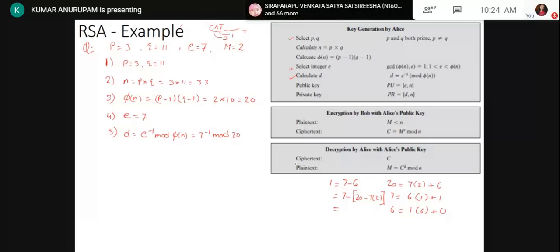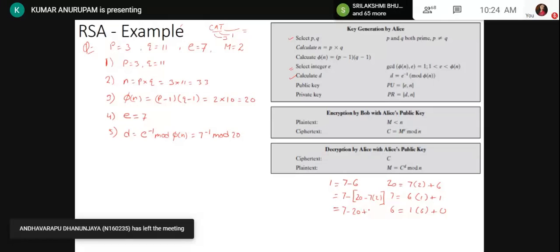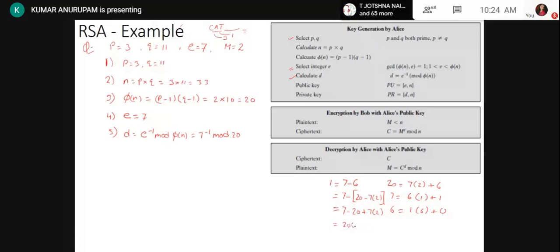Okay, now we have got everything. Fine. Then what is required? 7 minus 20 plus 7 multiplied by 2. I just opened the bracket. So it is 20 multiplied by minus 1 plus 7 multiplied by 3. And if you remember, the inverse of this is actually this 3. So this d value is actually 3, because 7 multiplied by this value is taken as the inverse. So 7 into 3 is 21 minus 20 is 1. So it means we are correct.